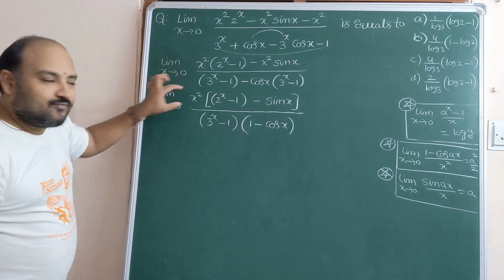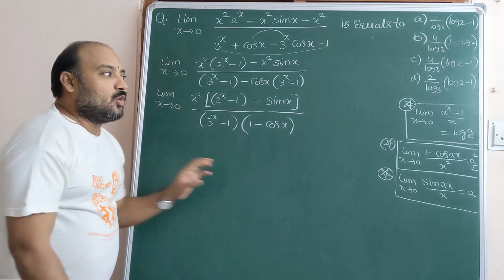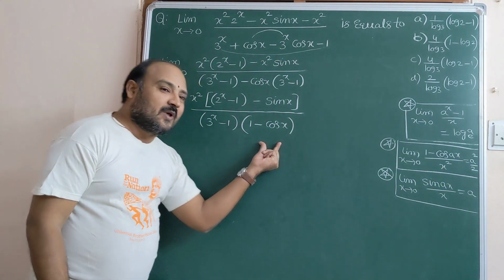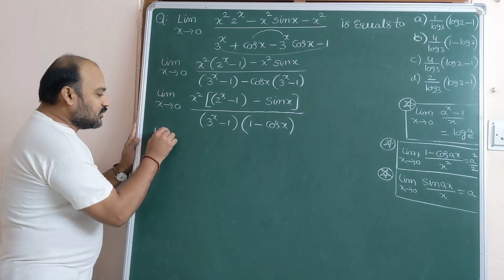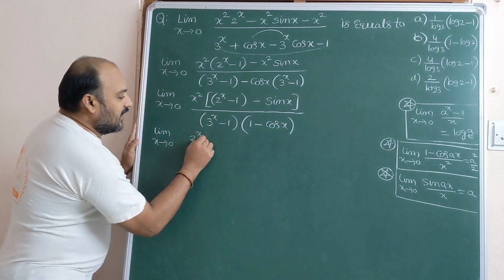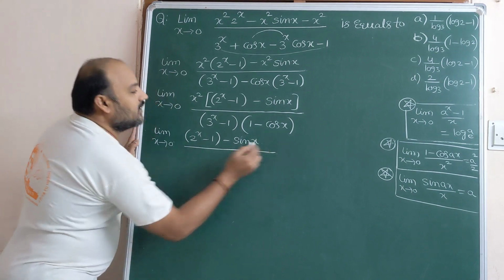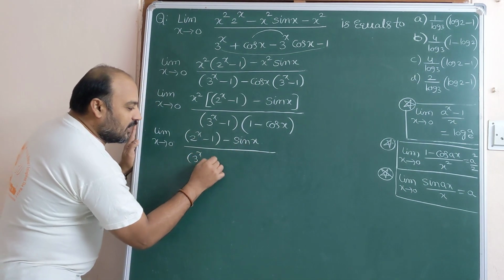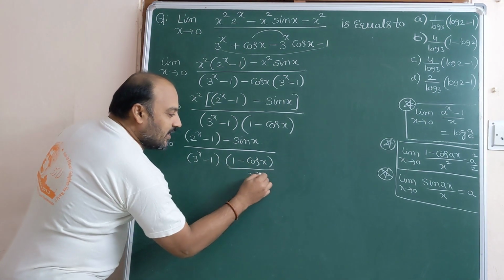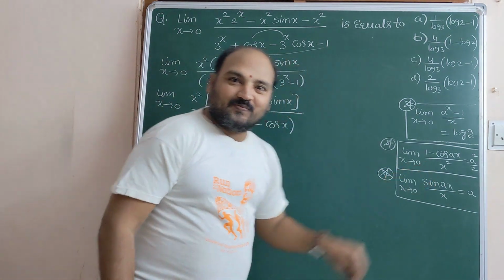This x², which is in the numerator now, I am taking to the denominator. To get the formula format, I write this x² for the denominator of this one. So limit x tends to 0, (2^x − 1 − sin x) divided by (3^x − 1) into (1 − cos x)/x². Now apply the limit for this one and you are going to get this value.